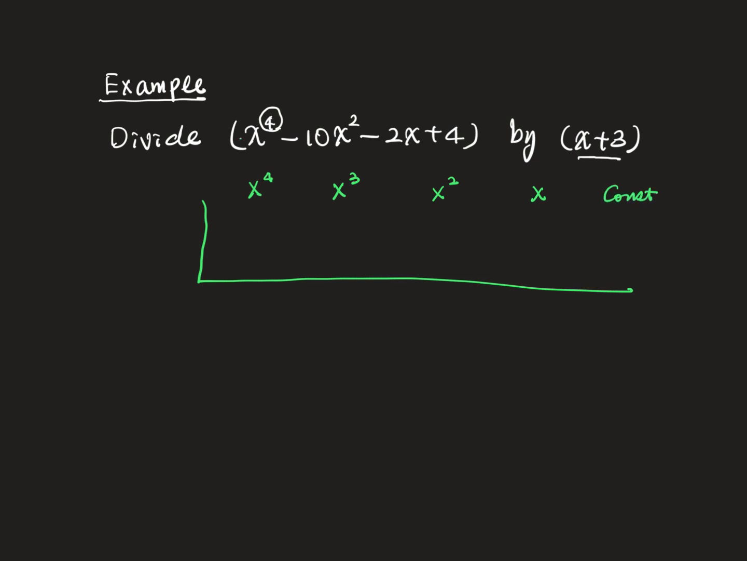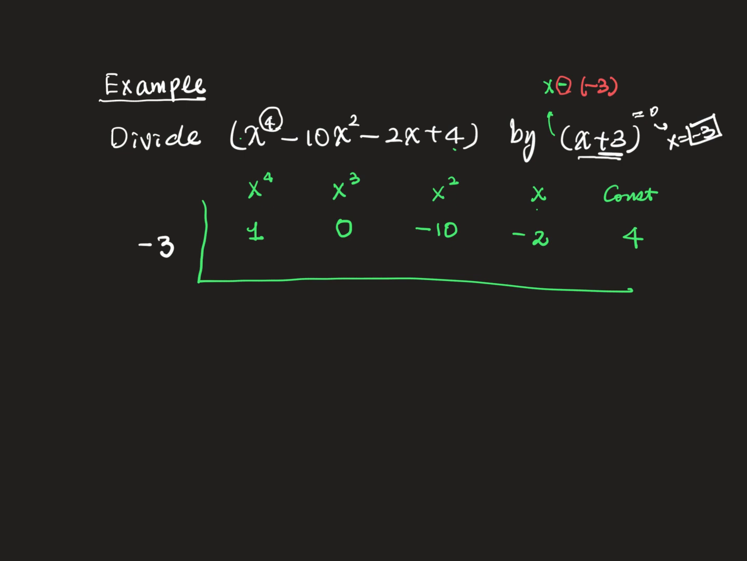So for x to the fourth, the coefficient is 1. There is no x cubed, meaning it is 0. For x squared, negative 10, then negative 2, and the constant is 4. So we divide by x plus 3. You write this as x minus negative 3. Or you can use this trick: set it equal to 0, so x equals negative 3. Either way works, guys. Make sure, here is a 3, and you use the different sign, negative 3.